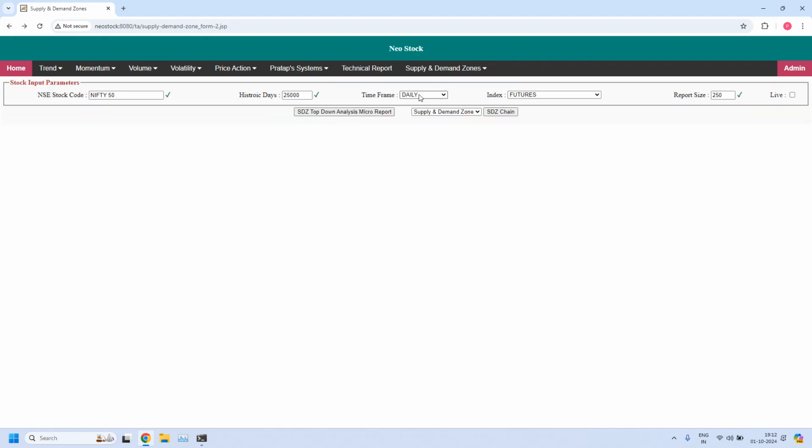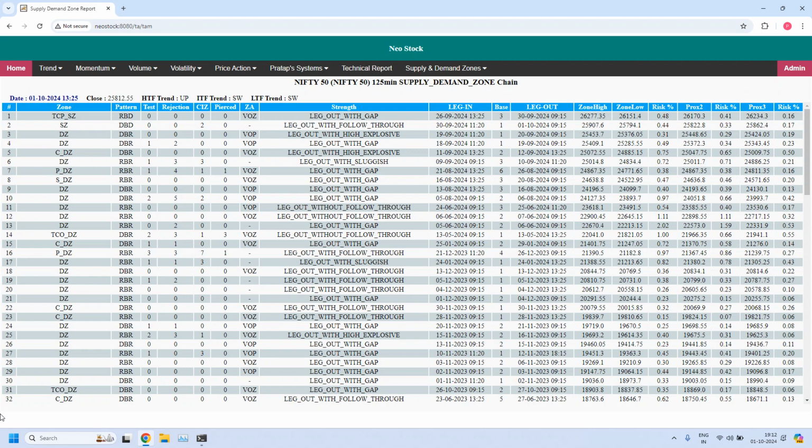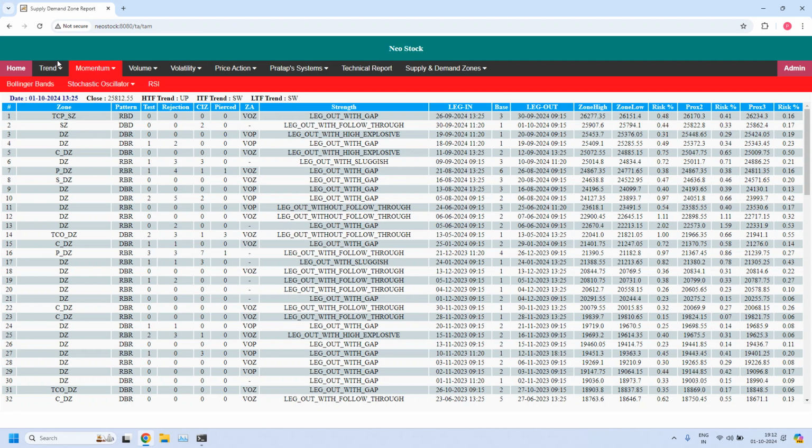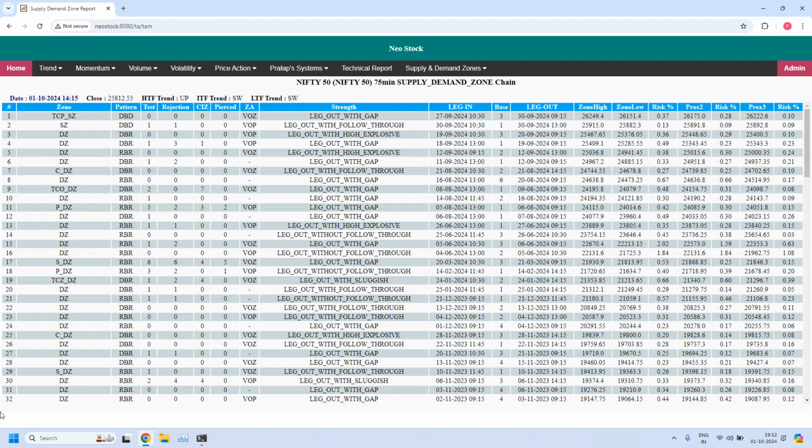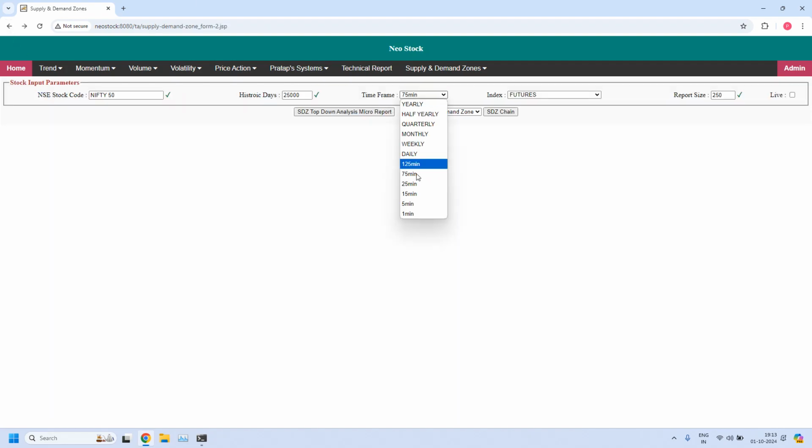The next time frame is 125 minutes, generating 125 minute supply demand zone chain for NIFTY. Next time frame is 75 minutes, generating 75 minute supply demand zone chain for NIFTY. Next time frame is 25 minutes, generating 25 minute supply demand zone chain for NIFTY.